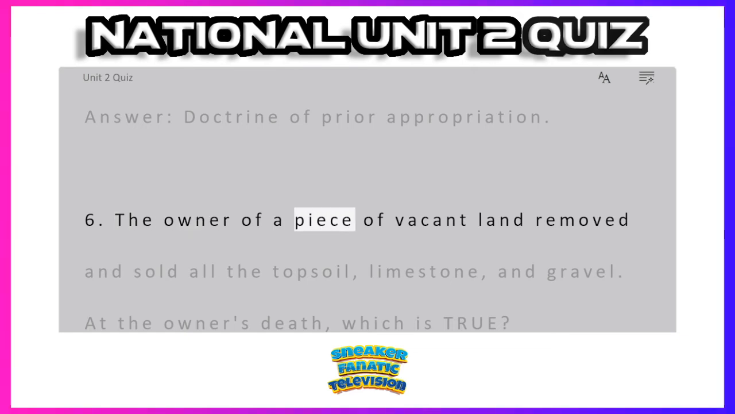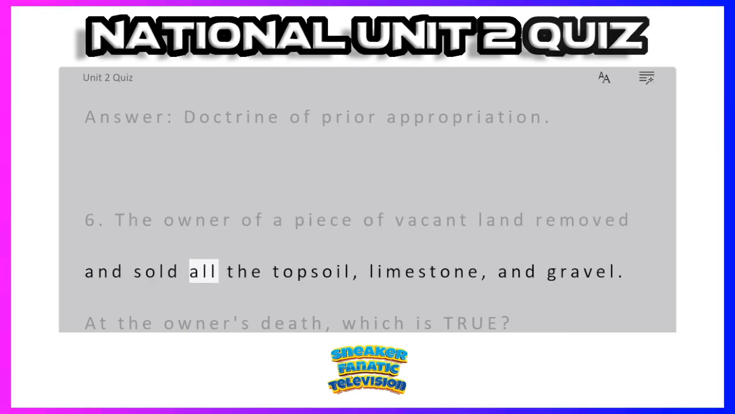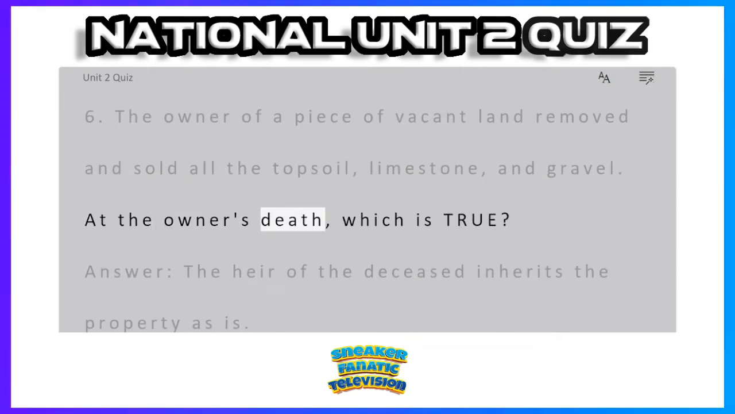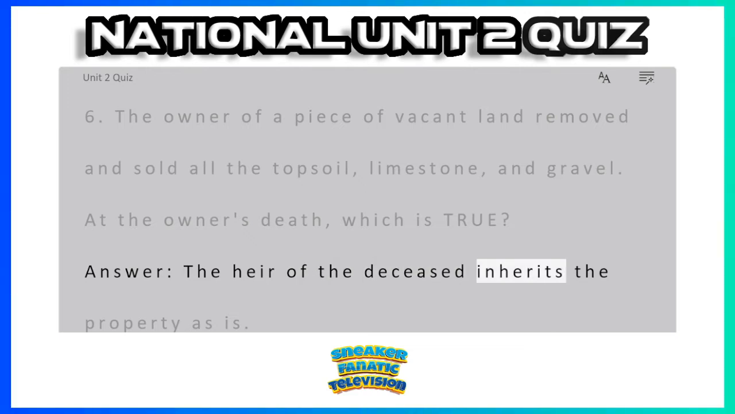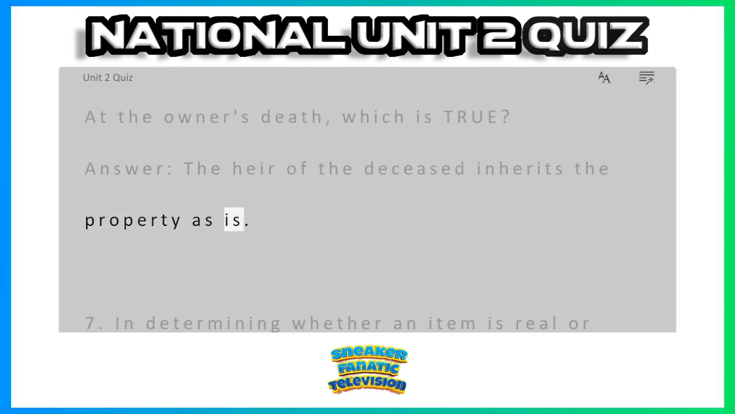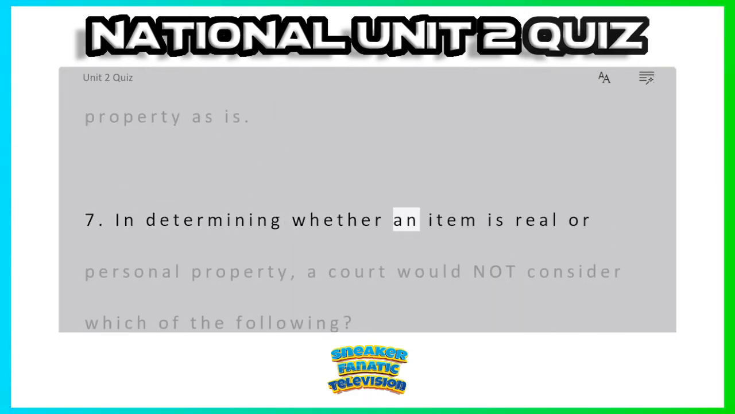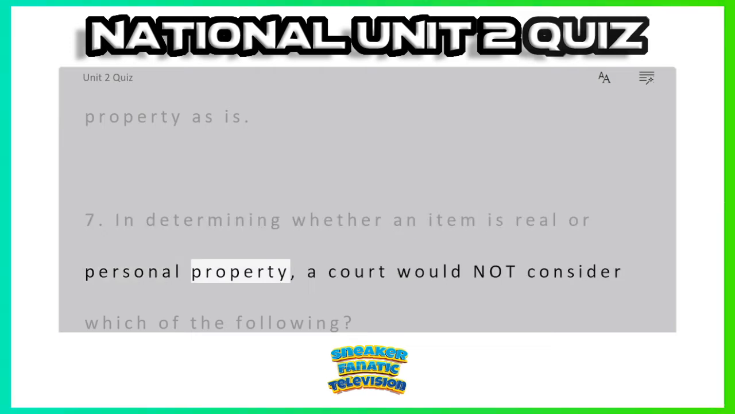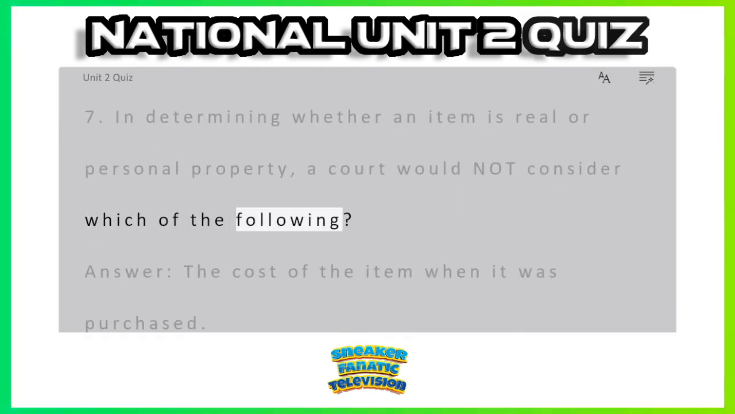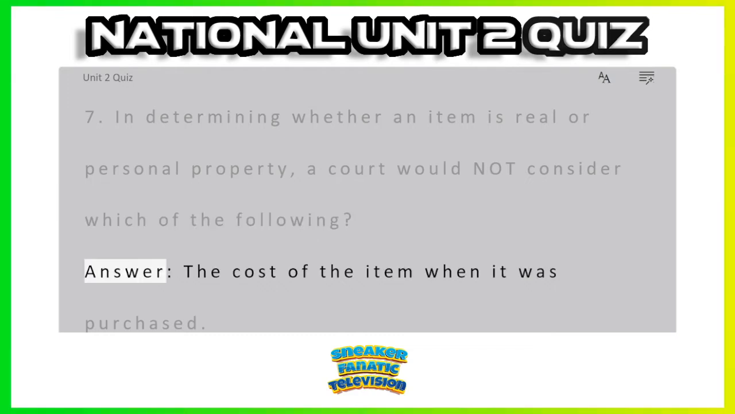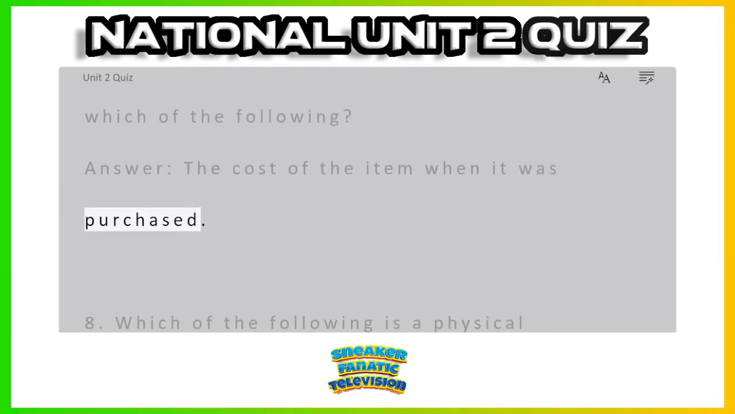6. The owner of a piece of vacant land removed and sold all the topsoil, limestone, and gravel. At the owner's death, which is true? Answer: The heir of the deceased inherits the property as is. 7. In determining whether an item is real or personal property, a court would not consider which of the following? Answer: The cost of the item when it was purchased.